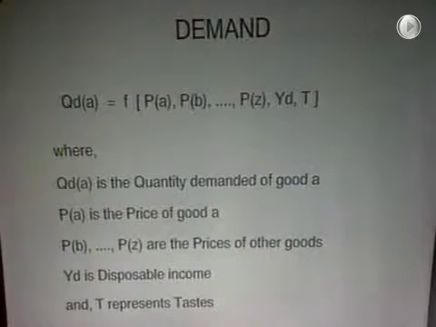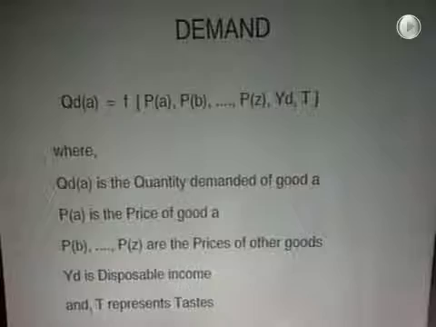Other variables that we have there, disposable income. This is income after tax has been deducted. And lastly, tastes. The idea being here along the lines of fashion, so that sometimes individuals increase their demand for a particular good as a result of changes in particular fashions, and indeed reduce them again.